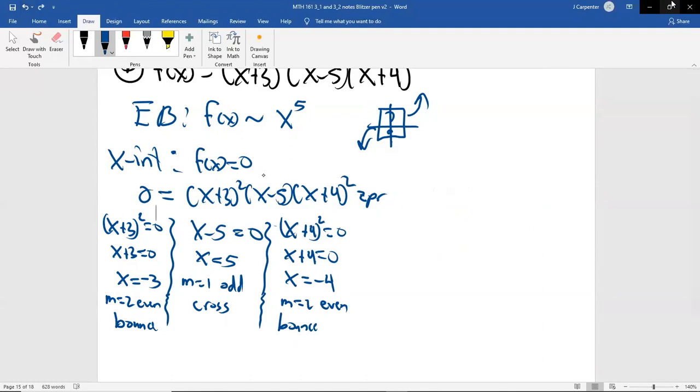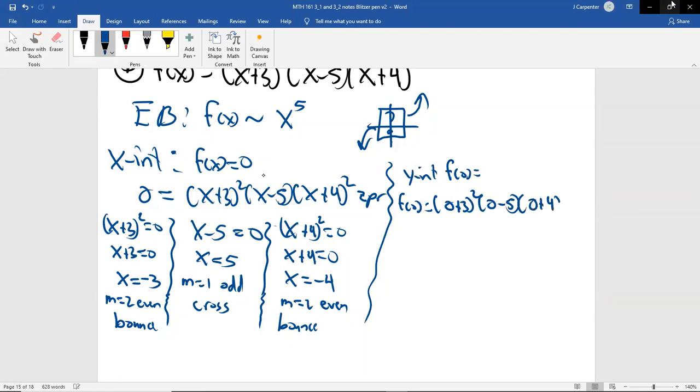All right, so there's our x-intercepts. Let me just squeeze in the y-intercepts over here, or intercept, excuse me. They're always singular for functions. And that's when we're finding f of 0. So f of 0 is going to be (0 + 3) squared times (0 - 5) times (0 + 4) squared.